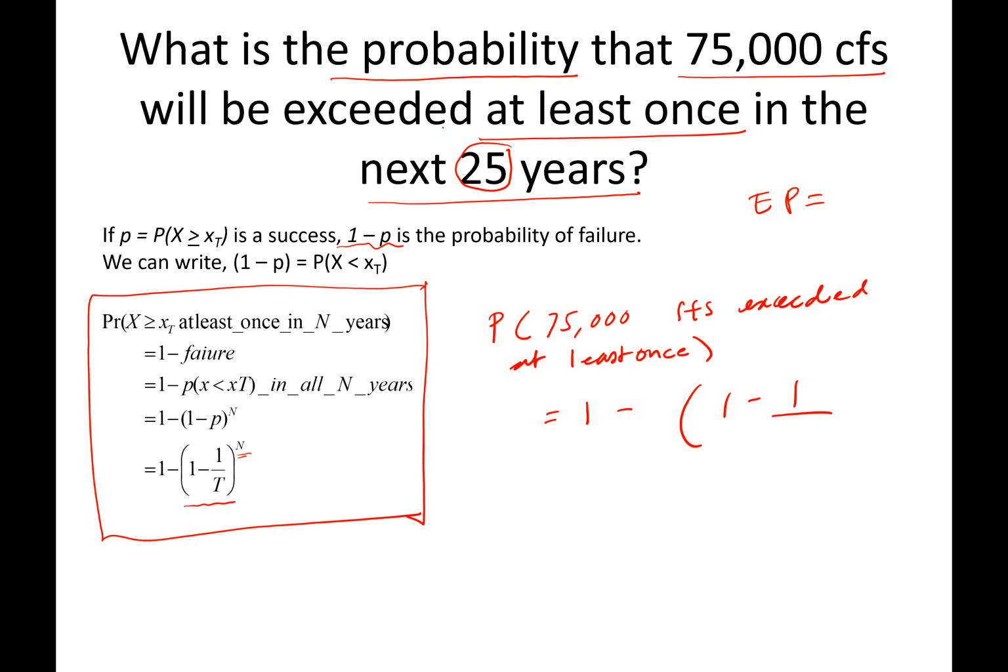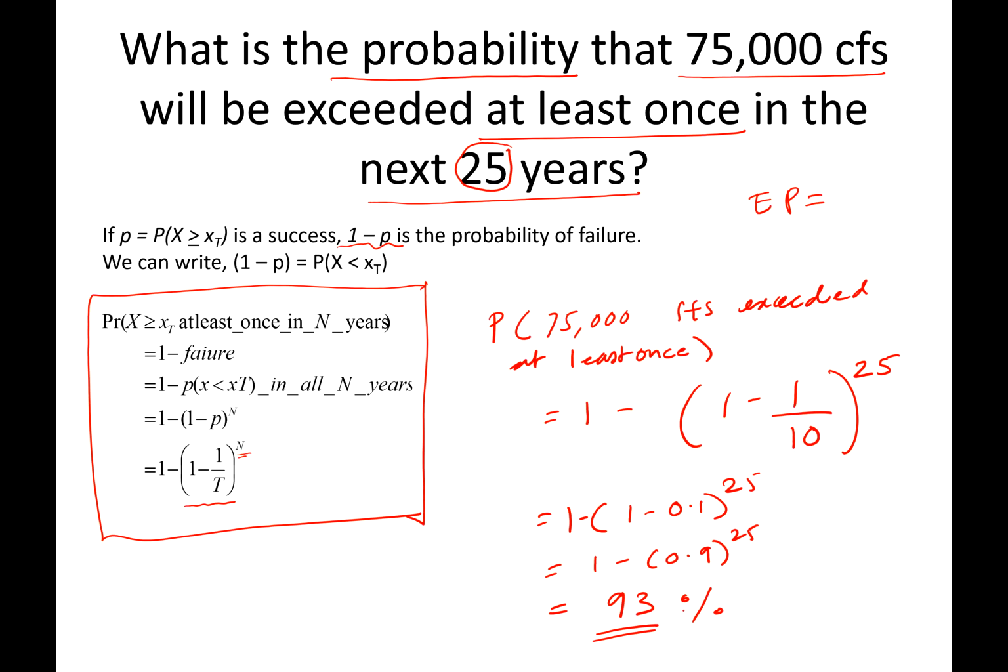So the t is the return period for the 75,000 CFS, which we found out in the previous slide was 10 years. And then n is 25. So this will be 1 minus 0.1 to the power of 25. So 1 minus 0.9 to the power of 25. And I have actually solved this for you, and the answer is about 93%.